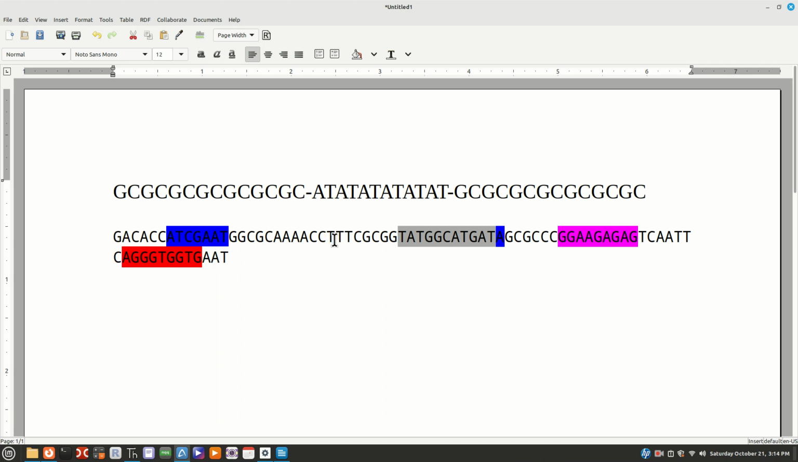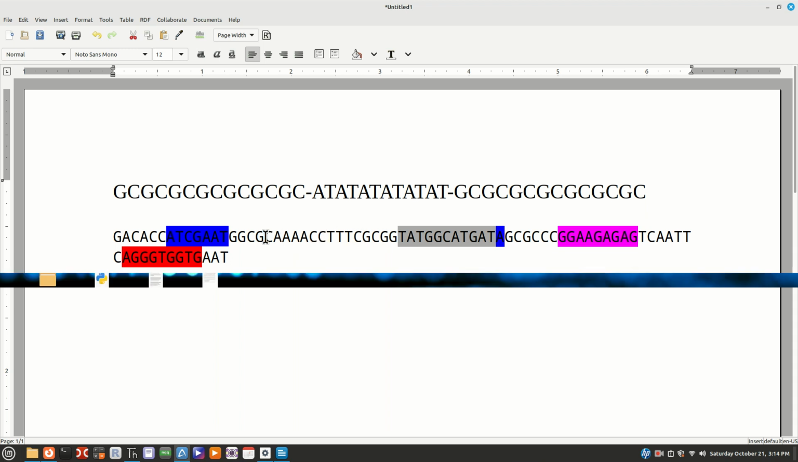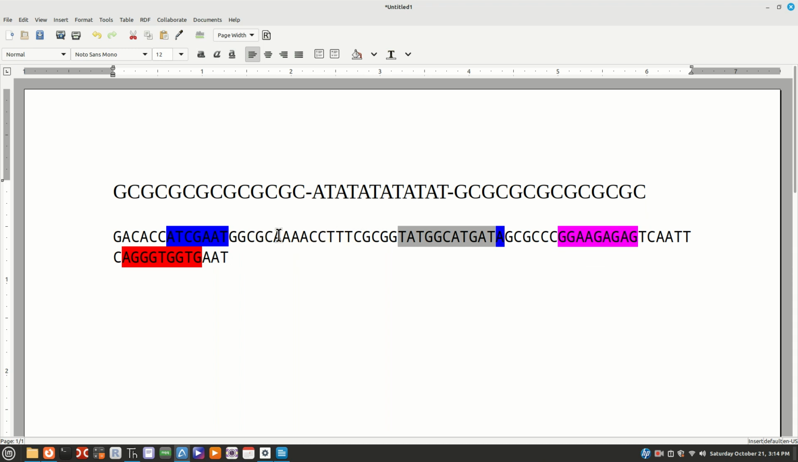Well, here's our problem. We have another high AT region right here that's going to throw a monkey wrench into our analysis, because there's 1, 2, 3, 4, 5, 6, 7. However, if we were to extend all the way out here, 1, 2, 3, 4, 5, 6, 7, 8, 9, 10, 11, 12, plus 13, 14, 15, 16, 17, 18, 19. There we go.